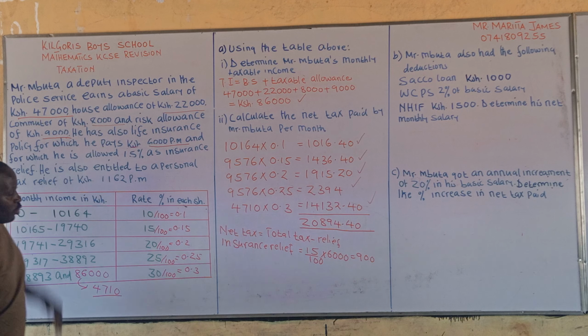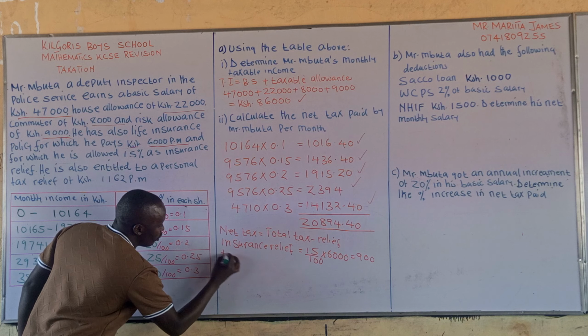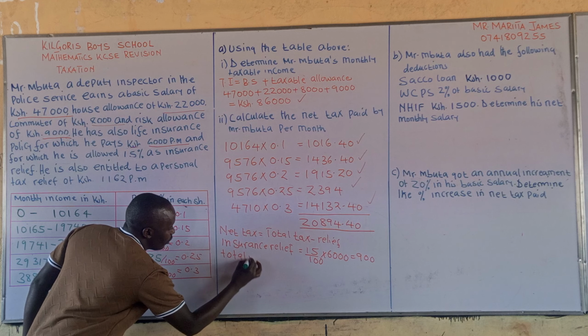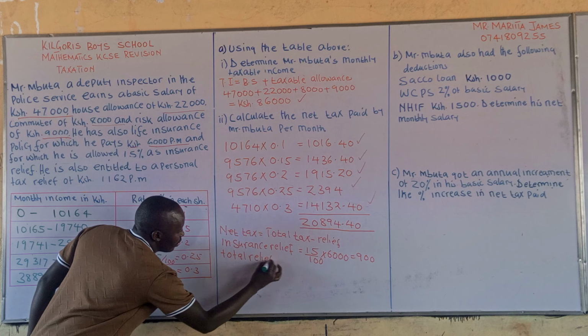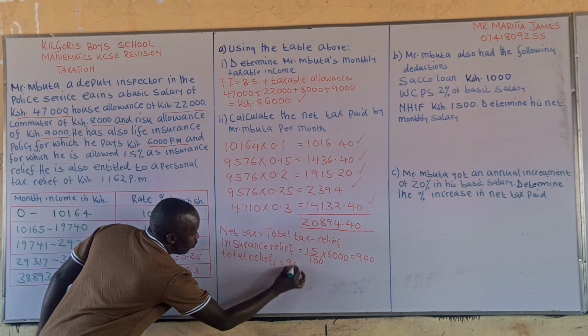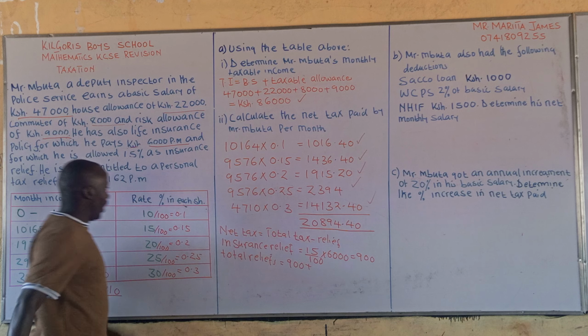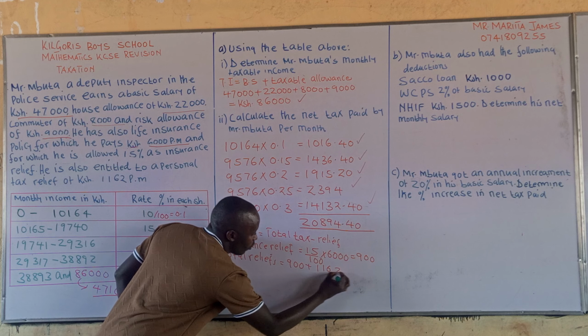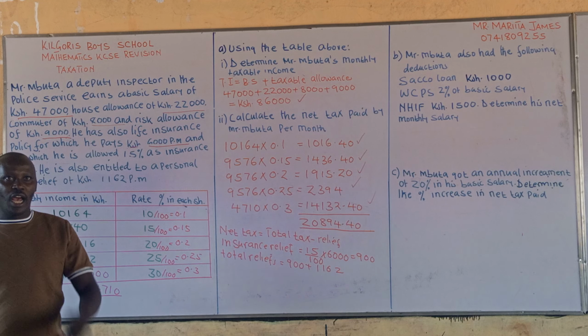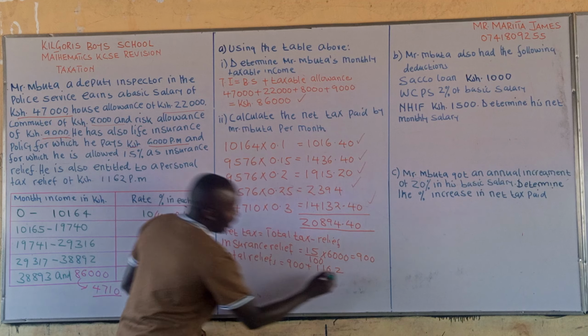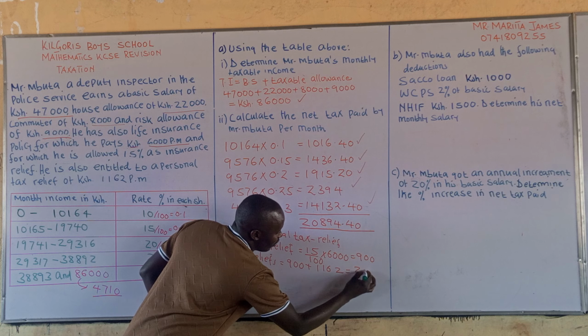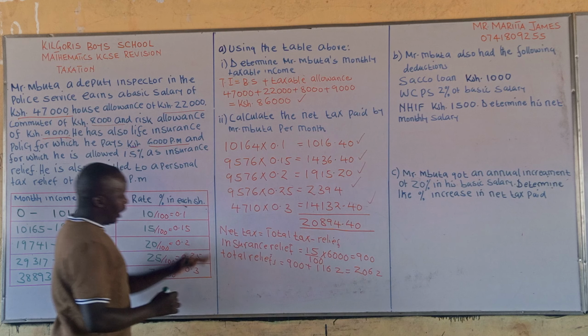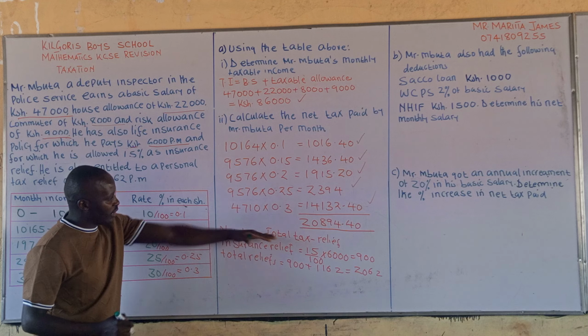So we have a personal relief. To get the total relief, we have 900, plus the personal relief of 1,162, and that gives us 2,062.